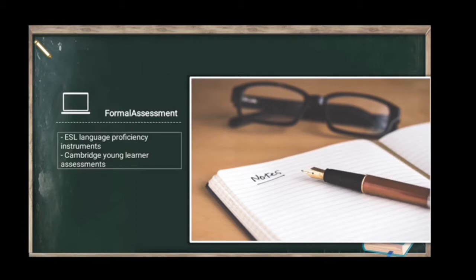So there are two instruments which can be used in formal assessment. The first is ESL Language Proficiency Instruments and the second is Cambridge Young Learner Assessment. ESL Language Proficiency Instruments focus on someone's speaking skill. It usually requires someone to administer the speaking portion of the test. So this test will determine whether students need extra help learning English at school because they come from a place where English is not the primary language.